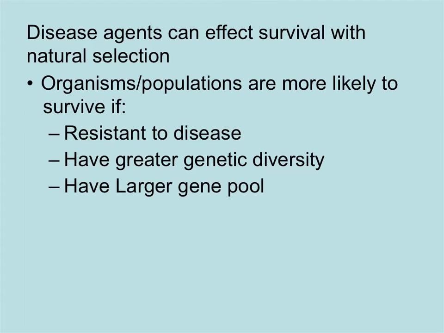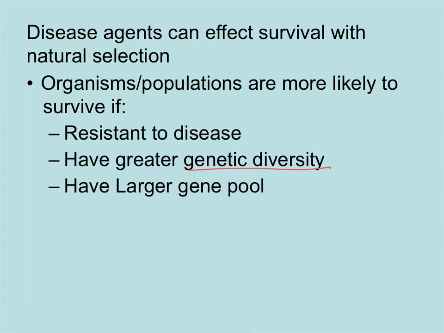There are certain things that can affect survival when we're talking about natural selection. Things that make organisms in the population more likely to survive include being resistant to disease. If they're resistant to disease, then they're less likely to get a disease, and so the disease probably won't kill them, or they won't get the disease at all. Another thing is having greater genetic diversity, which means genetic differences. I mentioned the cheetahs earlier, and how humans have a large genetic diversity.